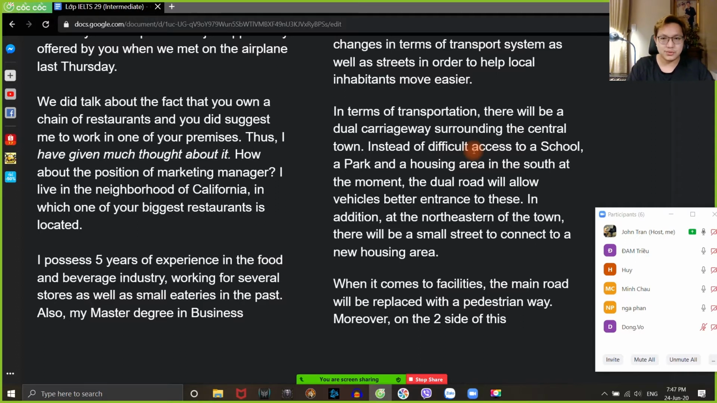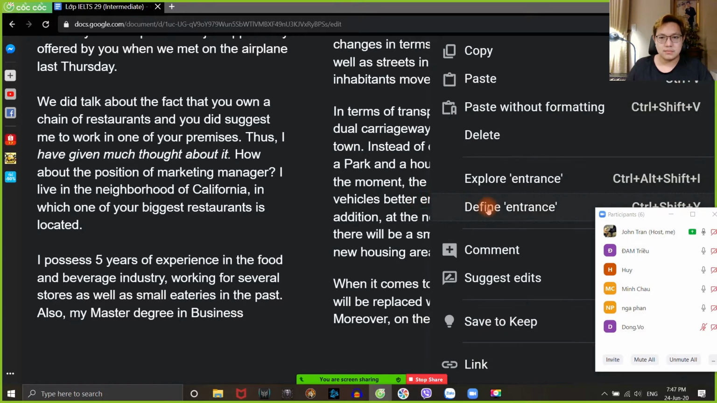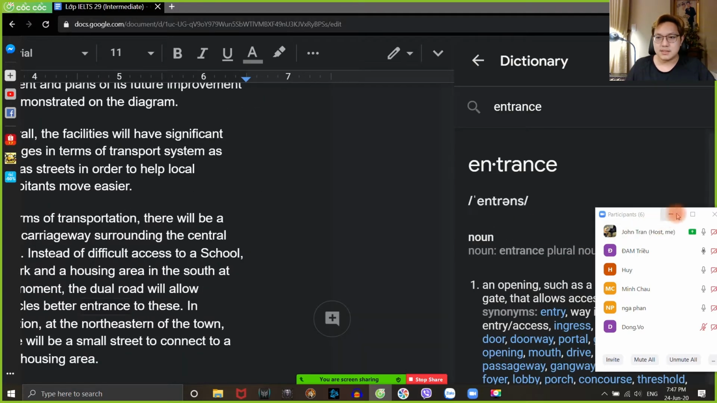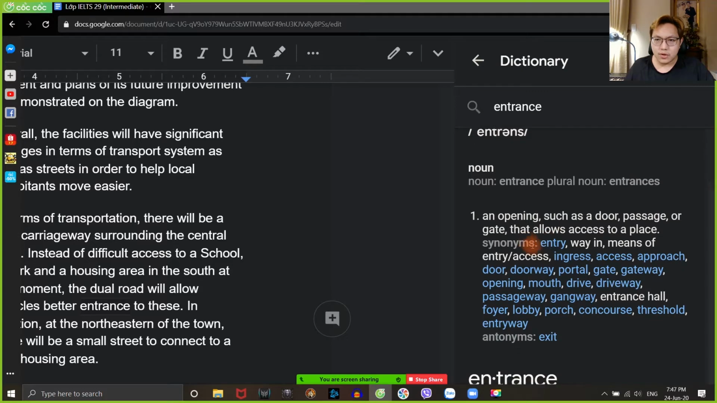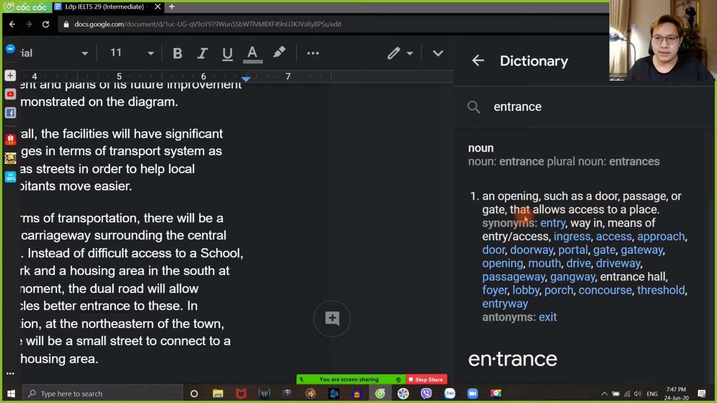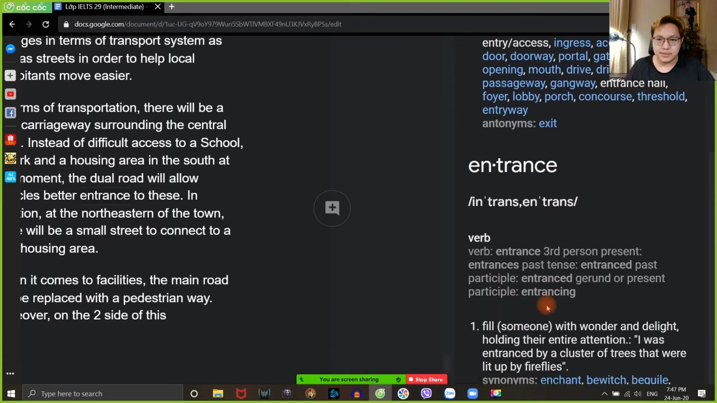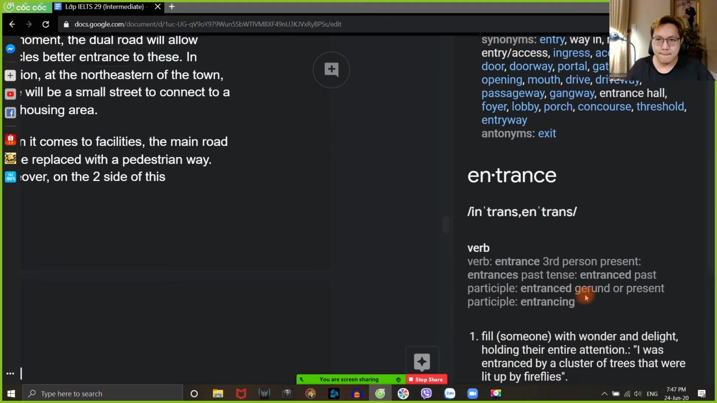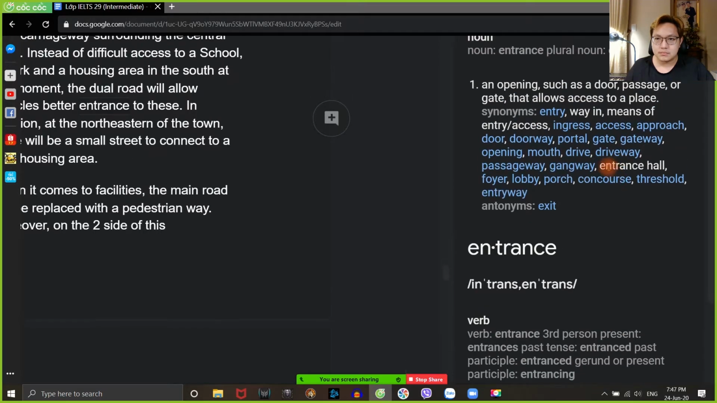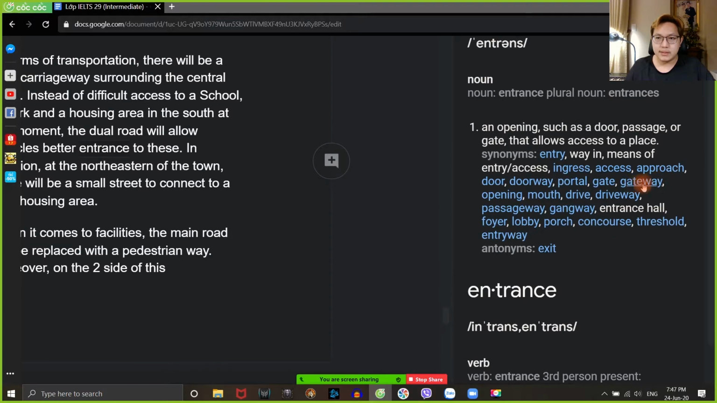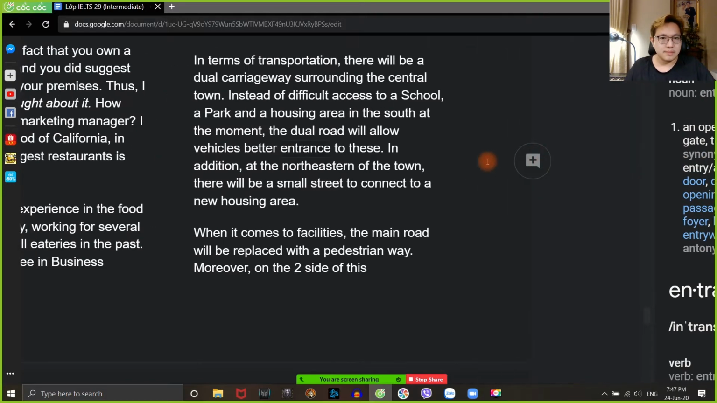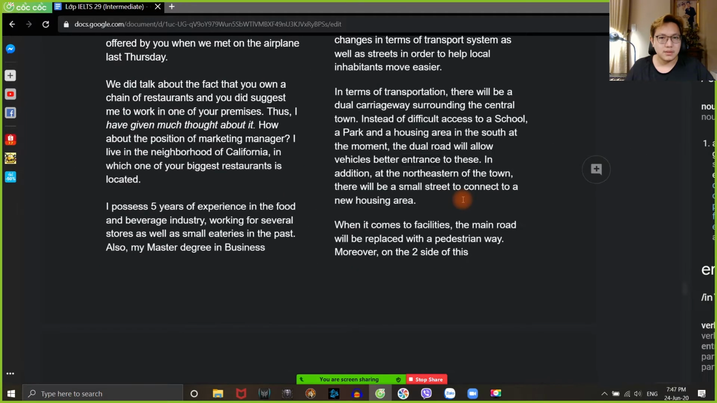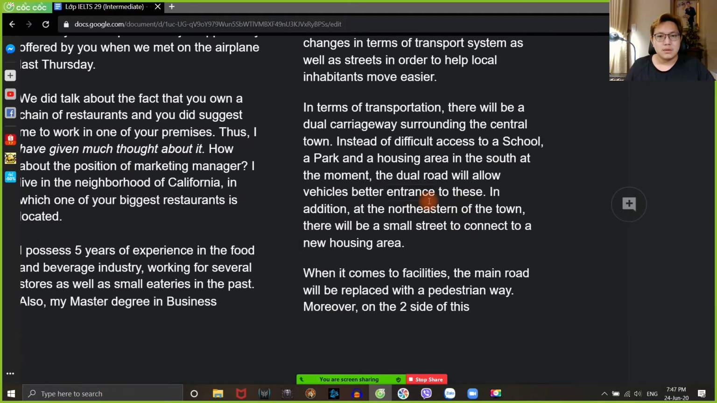Allow vehicle better entrance to these, I think. Check the word entrance. Cái sự đi vào, an opening such as a door, allow access to a place. Better gateway hoặc là opening, passageway. Thực sự là cái chữ entrance này có thể là lối vào, một cái cách đi vào. Well, better entrance to this.